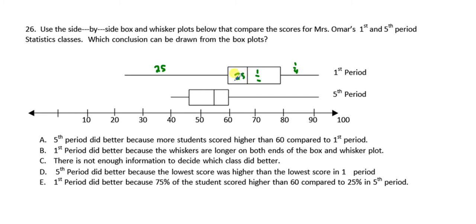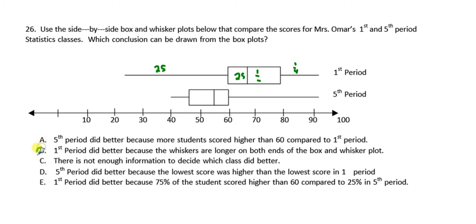Their middle number. You want to compare these boxes. The box is the middle 50% of the people. So you always have some on the top, some that are down here in the bottom. Middle 50% of the people is these two boxes. And this class, period 1, is clearly better. First period did better.